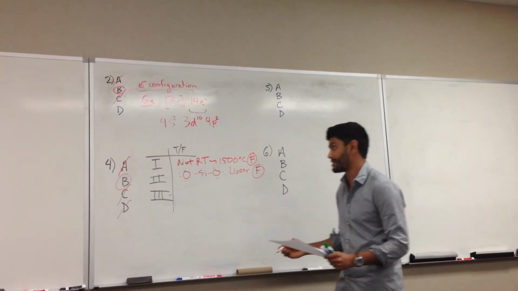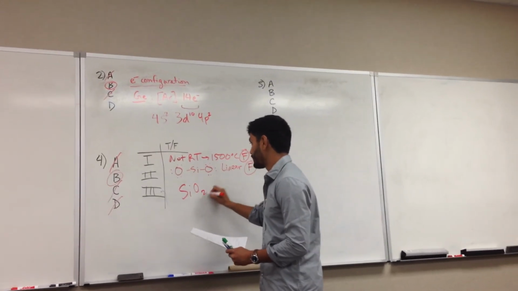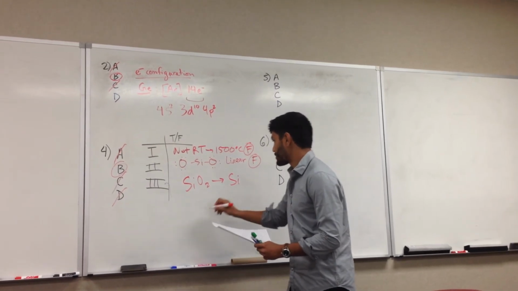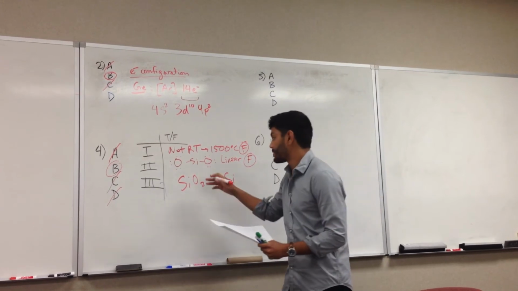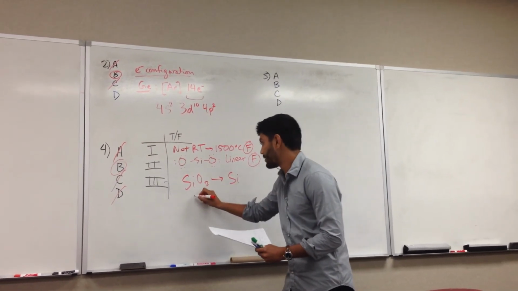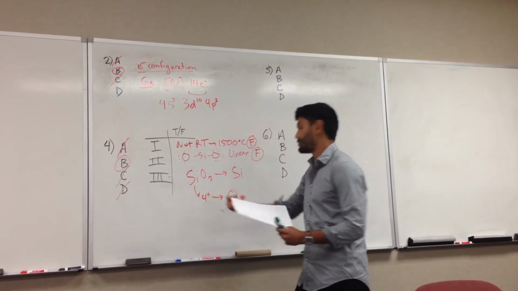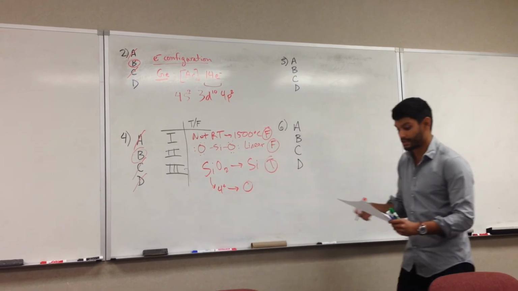But let's quickly analyze this. Change in oxidation states. So we go from SiO2 to Si. Okay? So oxygen you know is 2 minus. So there's 2 oxygens. So we go from 4 plus to 0. So true. We lower our oxidation state.